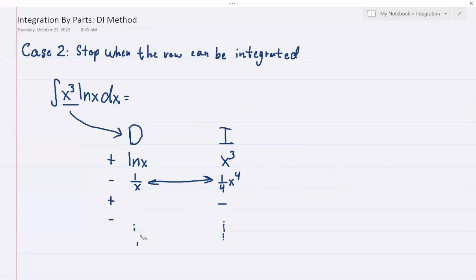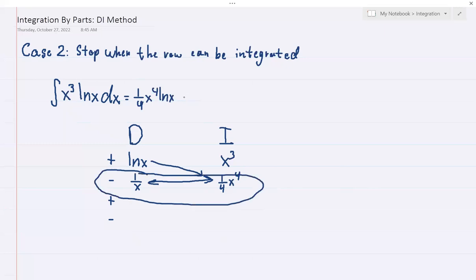In this case, first, obviously, we're going to multiply it diagonally. Since at this row we can integrate them, we will stop at this row. So multiply ln of x times 1/4 x raised to 4. We will have 1/4 x raised to 4 times ln of x. Then, these two, you're going to integrate them. So this is negative the integral of ln of x times 1/4 of x raised to 4.